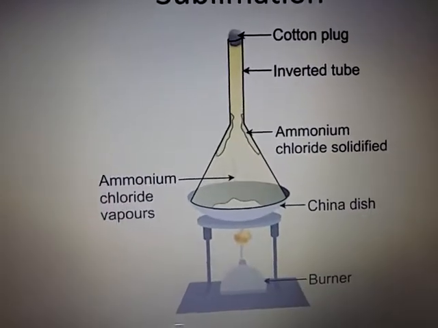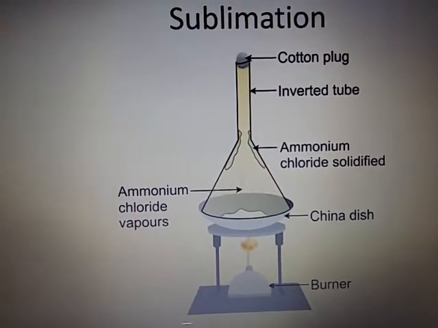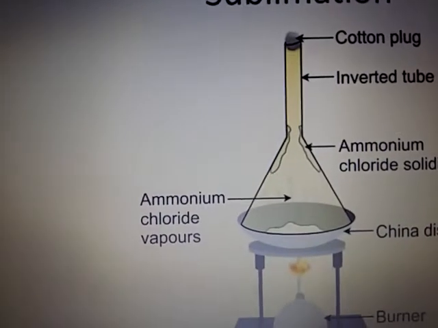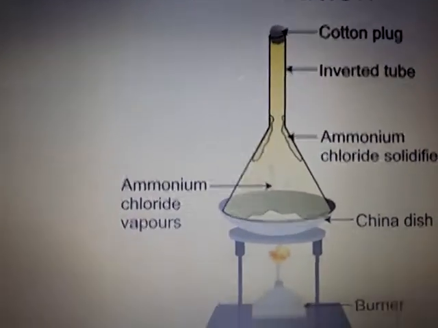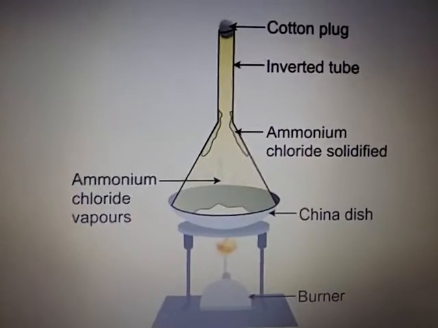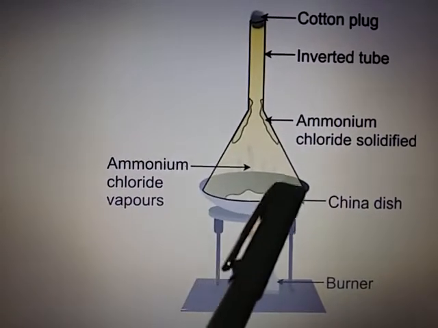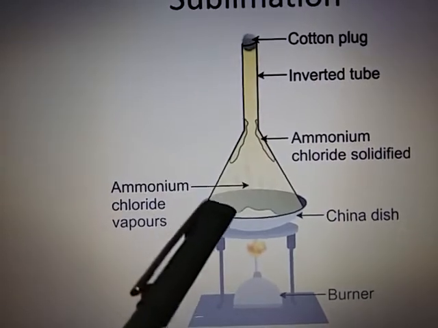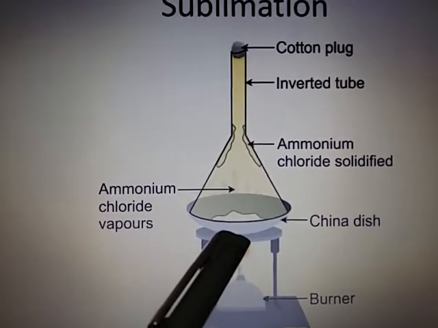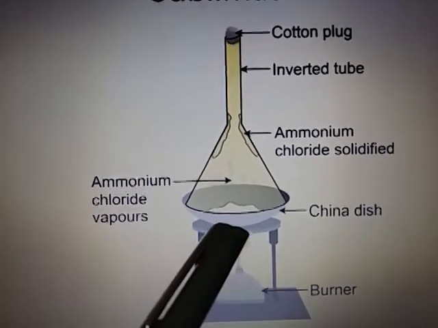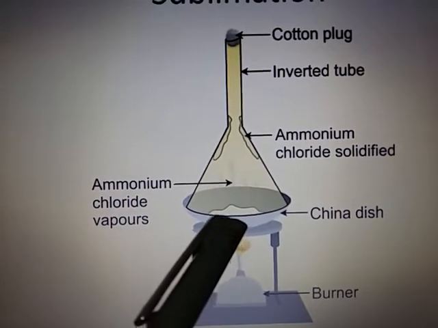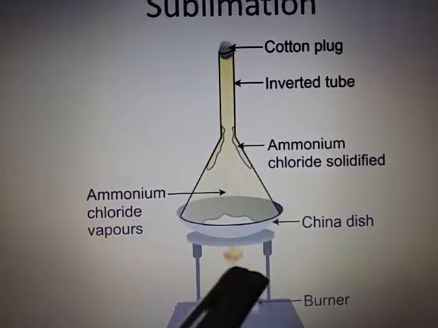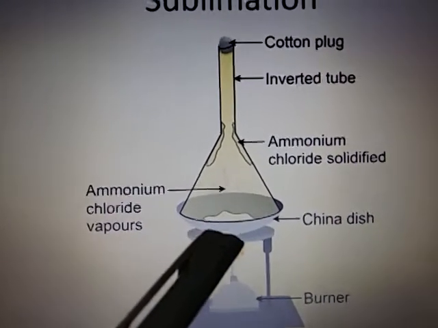Now for this, a setup is made like this, in which on a stand we have kept one evaporating dish. This is an evaporating dish, and on that an inverted funnel is kept. In this we have taken the mixture of ammonium chloride and salt. Okay, so this you get for your exam also. This question comes many times.